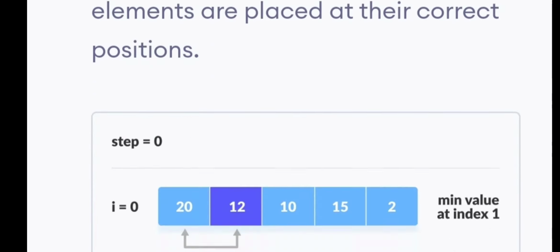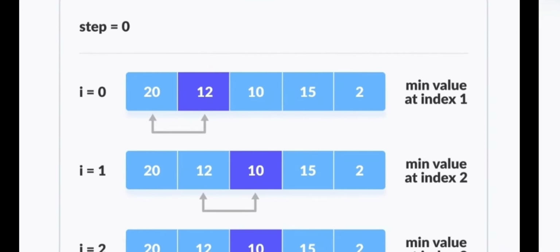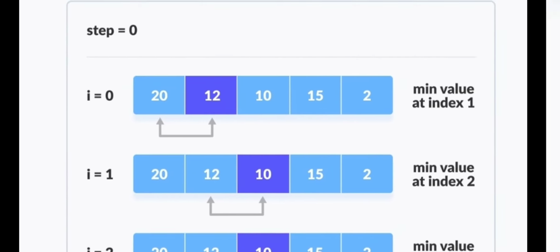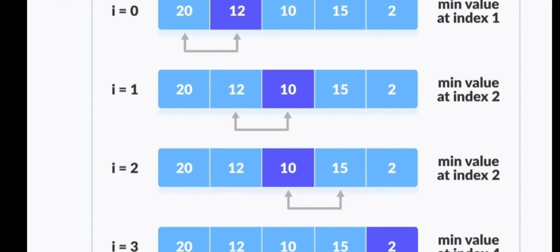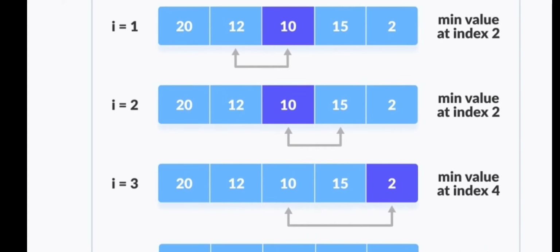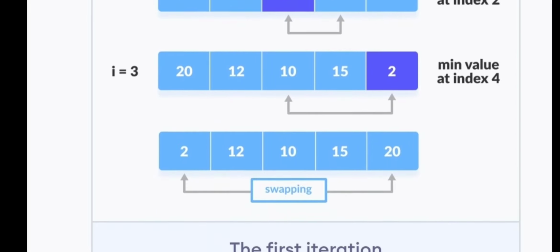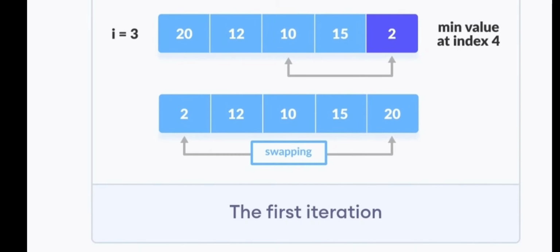Okay, see here, you observe. Next, in all iterations we have to place here 20, 12, and 10 is minimum, 12 is minimum, then 10 is minimum, and 10 and 15 no need, and 2. Next, so 2 and 20 swapping, that is the first iteration.